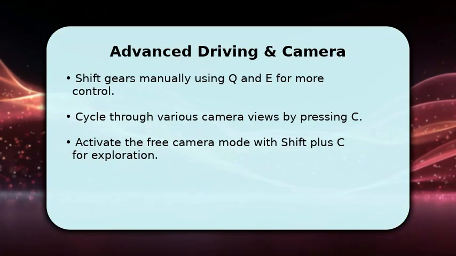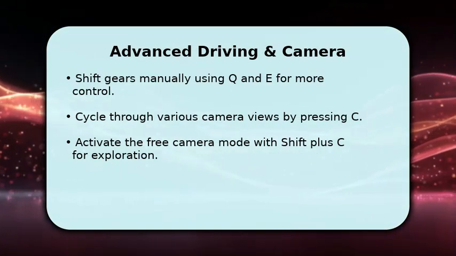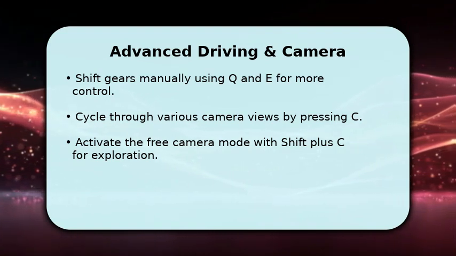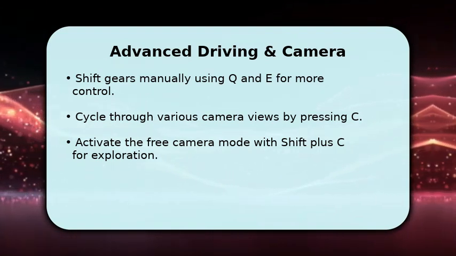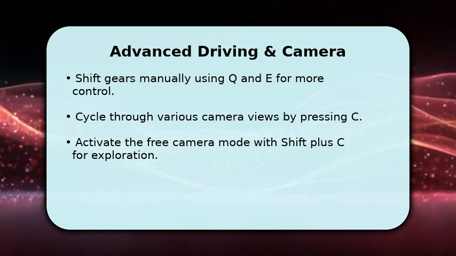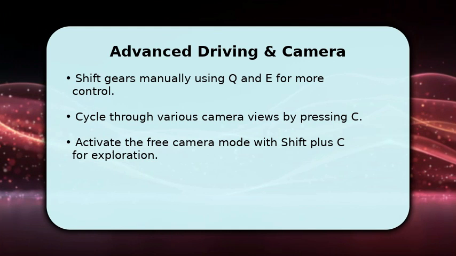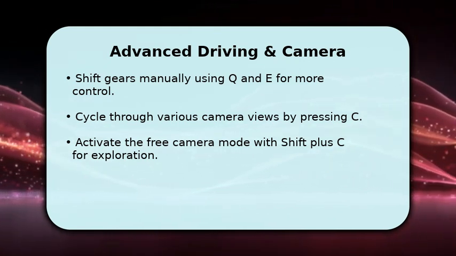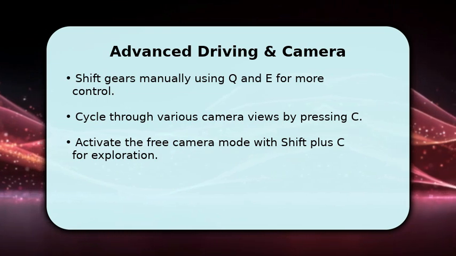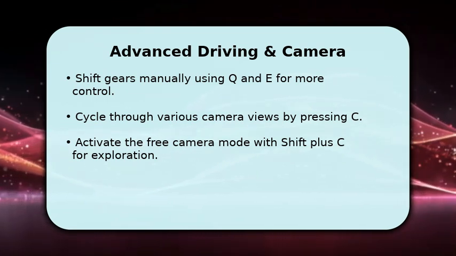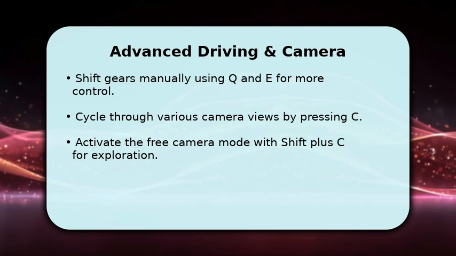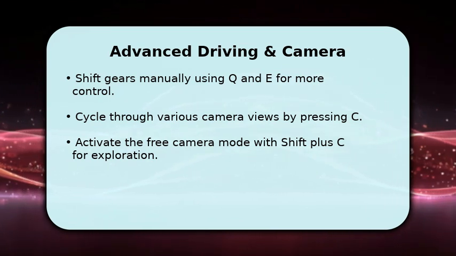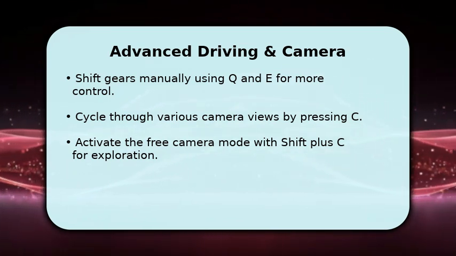Now, let's dive into some more advanced maneuvers and camera options. For those who prefer manual transmission, you can shift gears up and down using the Q and E keys, giving you greater command over your vehicle's performance. To get the best view of the action, simply press C to cycle through the different camera perspectives. And if you want to explore the world freely, hold Shift and press C to enter the free camera mode.